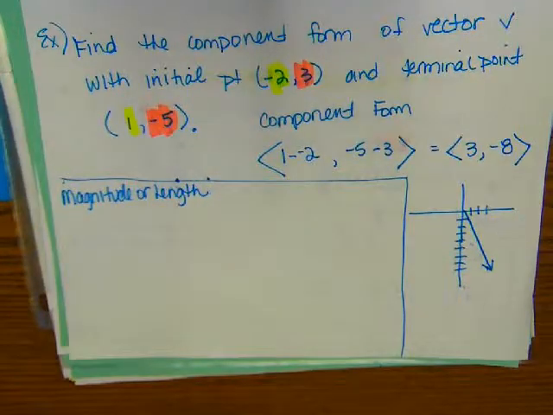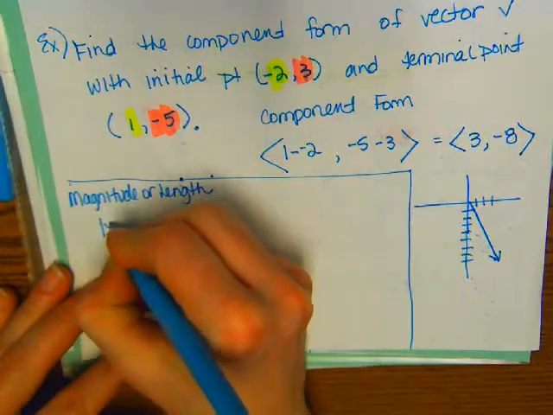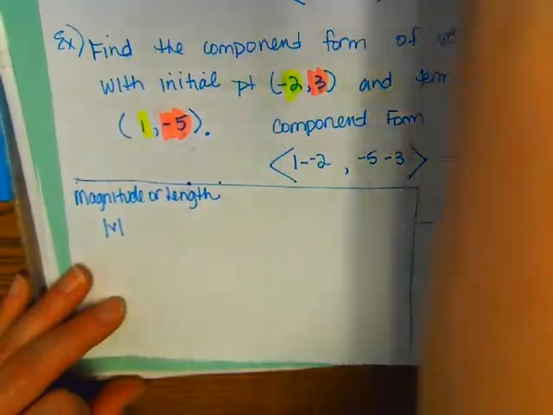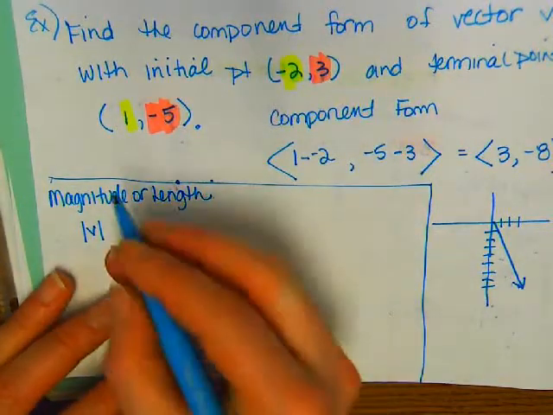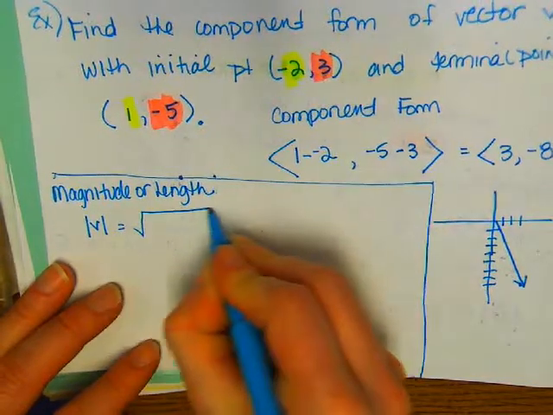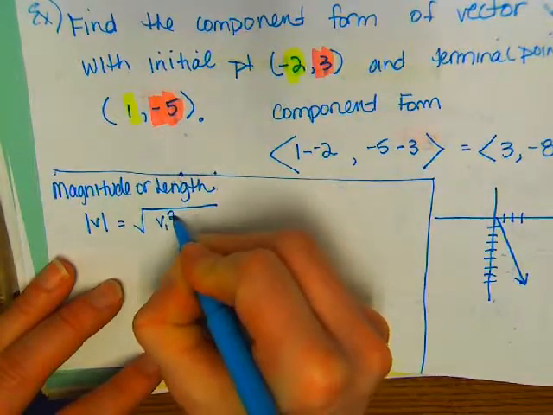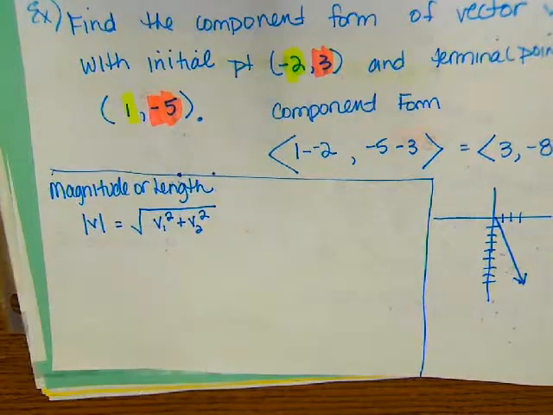Okay, so if I asked you to find the magnitude or length, the way that I'm going to ask that is I'm going to just write it as an absolute value. So when you see that today, that just means to find the magnitude or length. And all we're going to do is take the square root of the components squared. So v1 squared plus v2 squared.